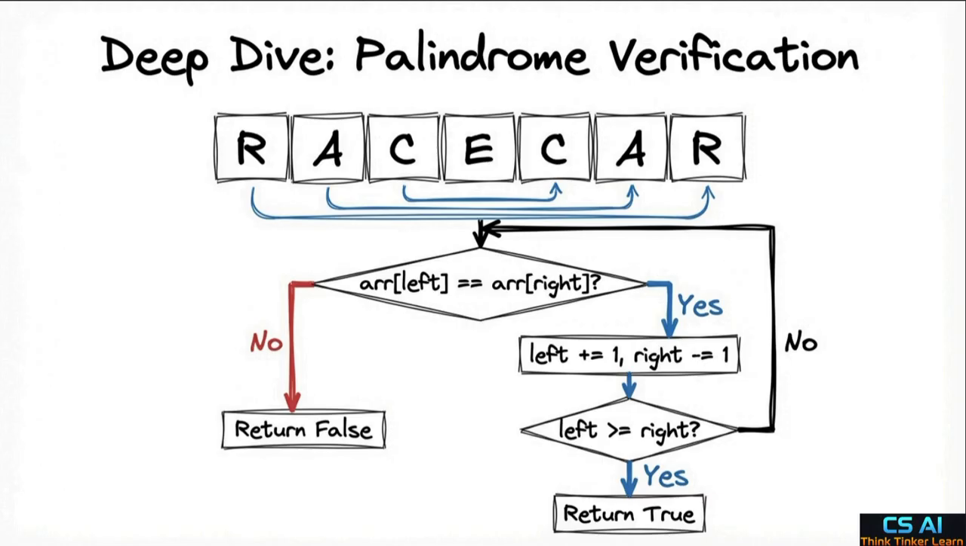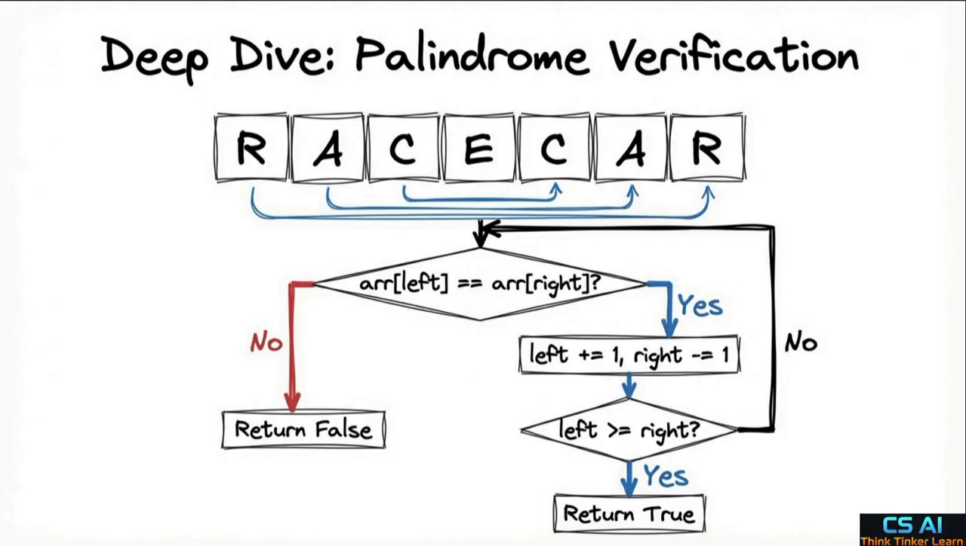Let's bring it all together and solve our original palindrome problem using this new technique. Here's a flowchart of the two-pointer logic for racecar. We start with left at R and right at the final R. The first step inside the loop is the decision. Is array left equal to array right? Yes. R equals R. Since they match, we execute the yes branch. We move our pointers inward by incrementing left and decrementing right.